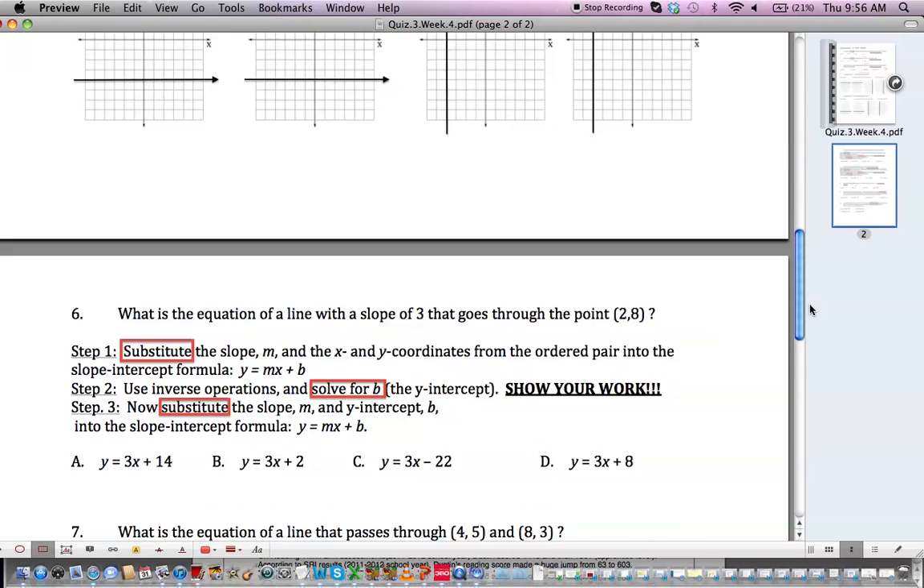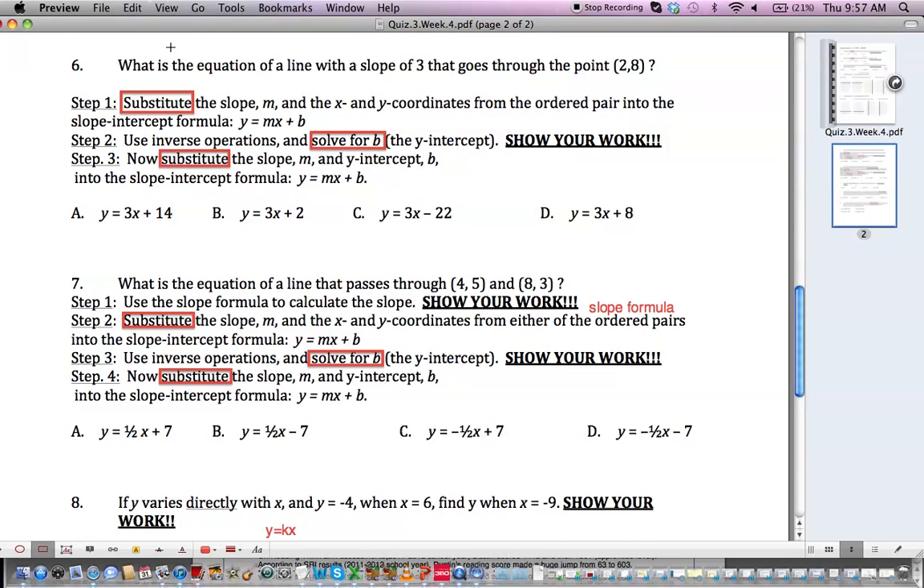Okay. Number 6. What is the equation of a line with a slope of 3 that goes through the point (2, 8)? That's very, very important. So I'm going to put a rectangle around here because this is important. Step 1, substitute the slope, which is m, and the x and y coordinates from the ordered pair into the slope-intercept formula y equals mx plus b. So we're going to substitute. You got the slope, you got the x and y coordinate, now substitute it in here.